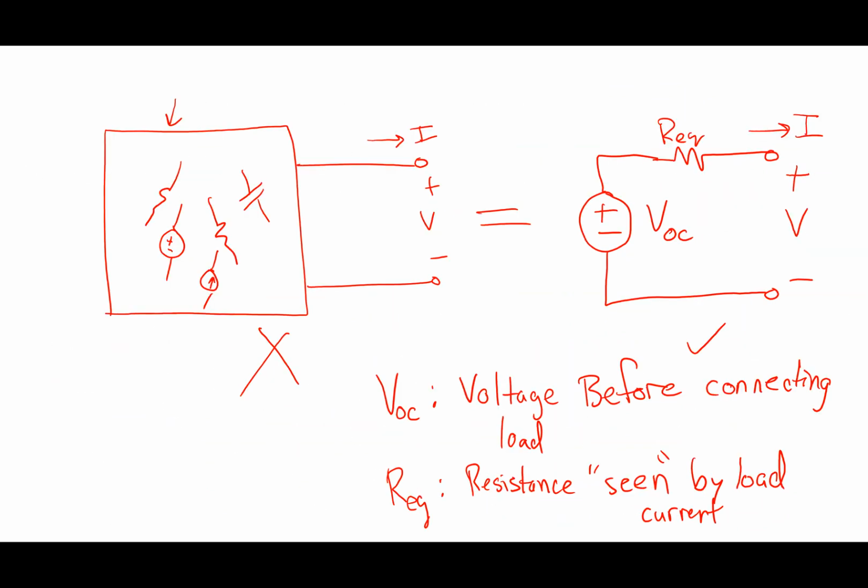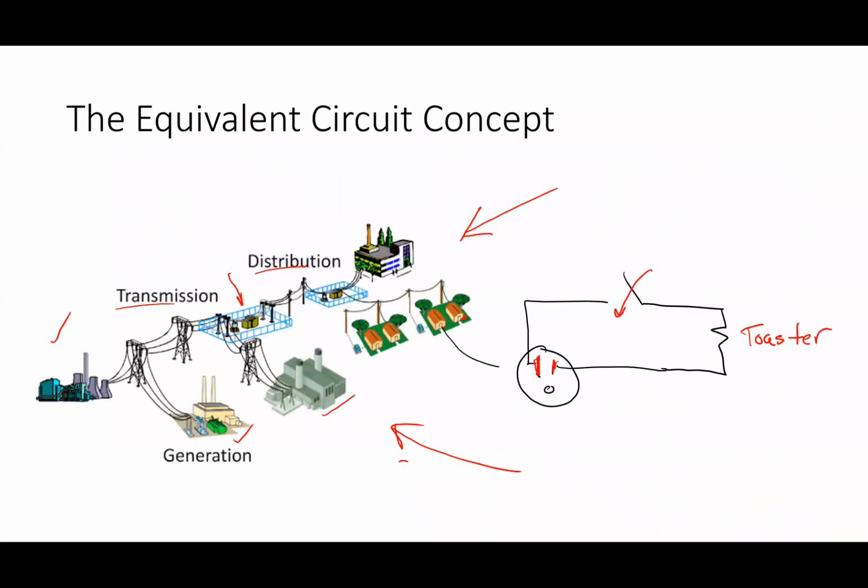A couple of key ideas that we talked about. We talked about this idea of an equivalent circuit, with VOC and REQ here. Basically you can have any kind of complicated network you want. Like I said, it could be as complicated as the whole North American power system, but I can somehow reduce it to a single voltage source and a single resistor, or single current source and a single resistor. That's the basic idea.